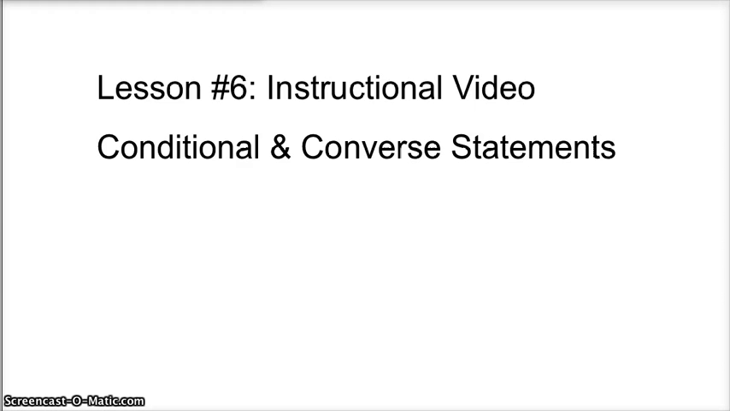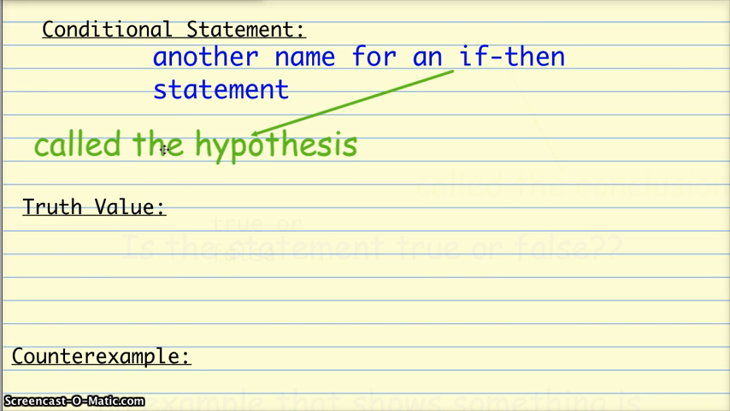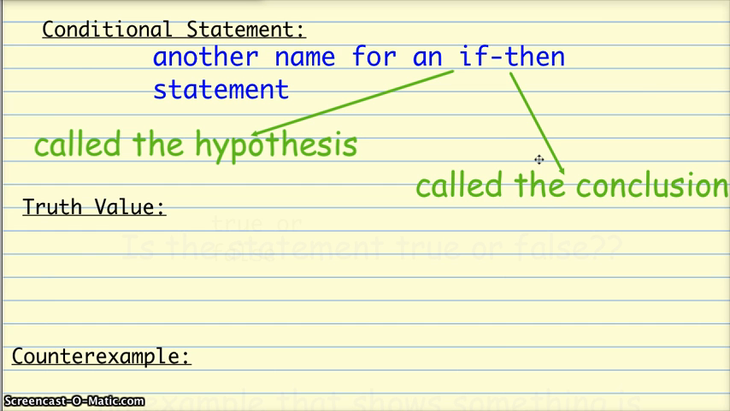Lesson number 6, instructional video: conditional and converse statements. A conditional statement is another name for an if-then statement. Within a conditional statement, there are two parts. The if part is called the hypothesis. The then part is called the conclusion.